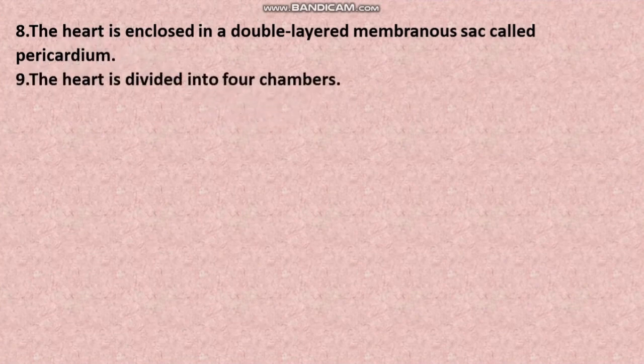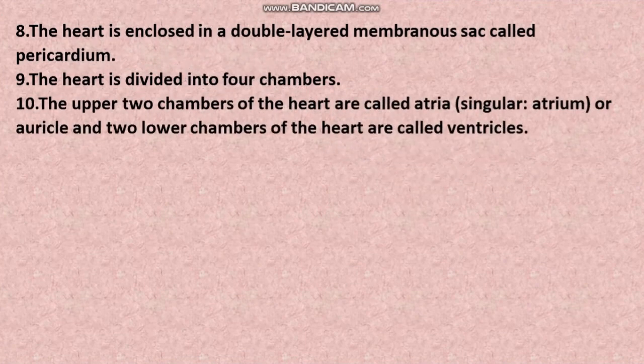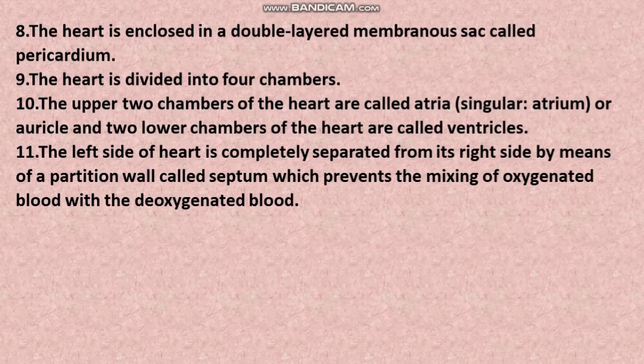The heart is divided into four chambers. The upper two chambers of the heart are called atria, singular atrium or auricle, and the two lower chambers of the heart are called ventricles. The left side of the heart is completely separated from its right side by a partition wall called the septum, which prevents the mixing of oxygenated blood with the deoxygenated blood.